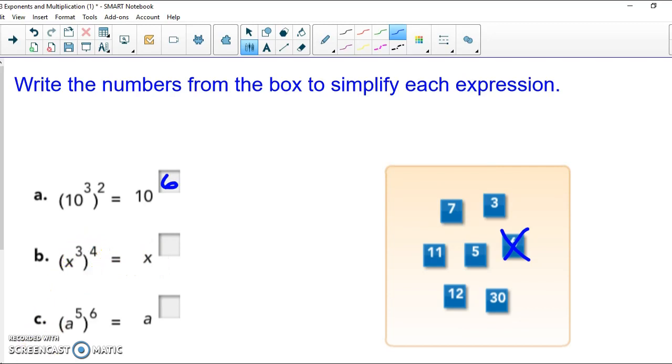3 times 4. Good news, Chiefs won. Woo! Oh my gosh.